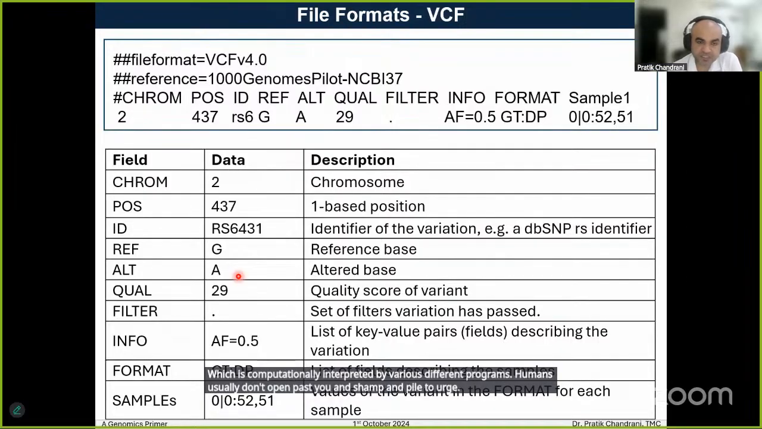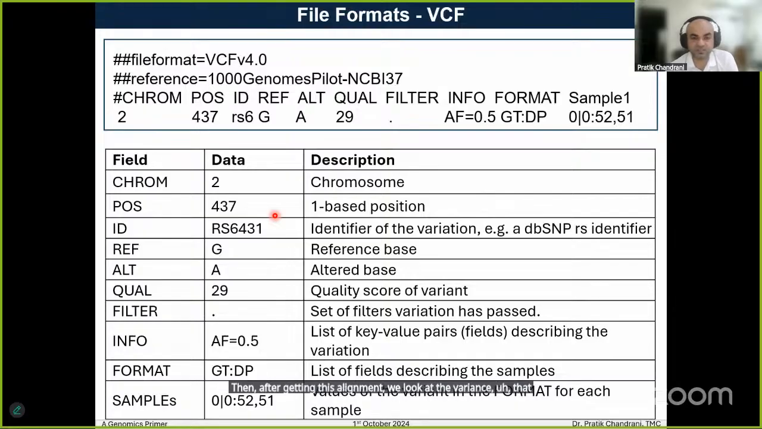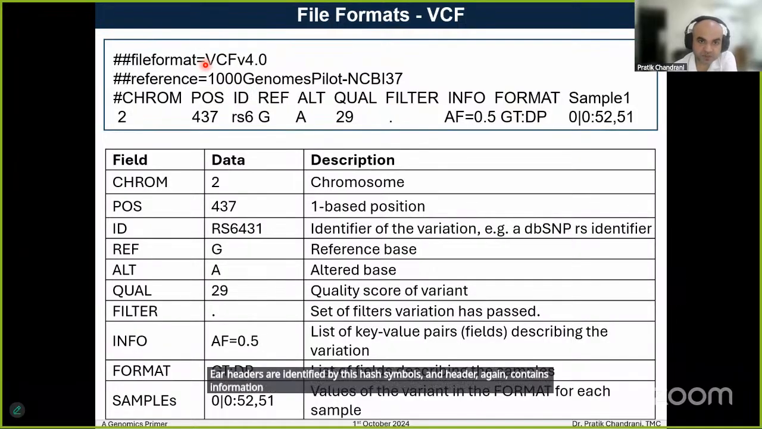And after getting this alignment, we look at the variants, that means mutations in the sequencing dataset. These variants are reported in the file format called VCF, variant call format. In this VCF file, again, we have headers at the top. Here, headers are identified by these hash symbols, and the header again contains information related to the experiment. So, for example, this is following the VCF 4.0 file format convention.